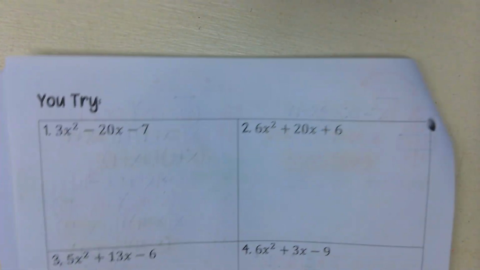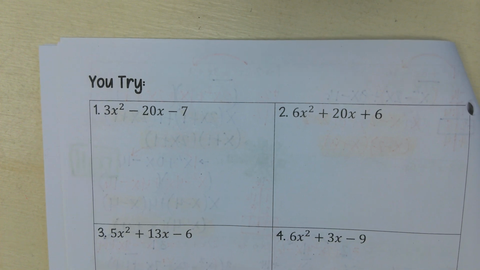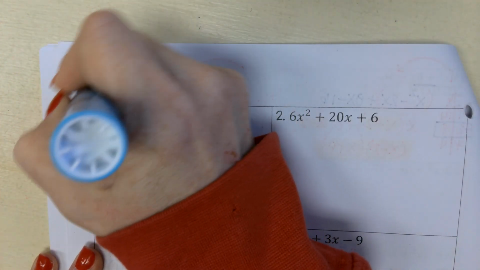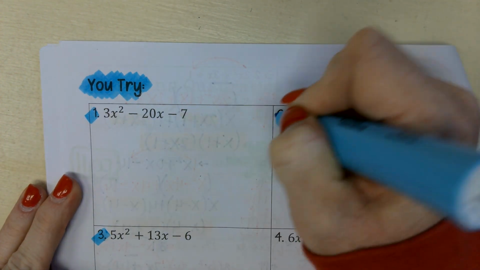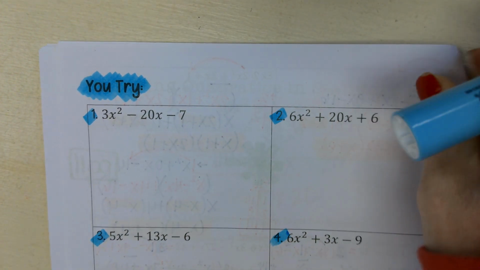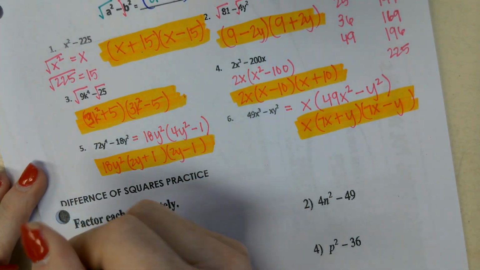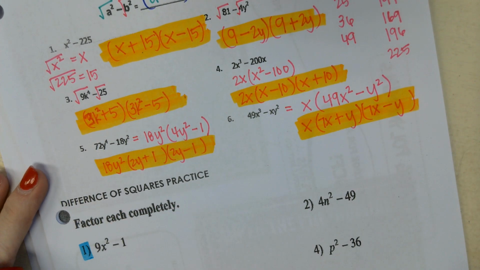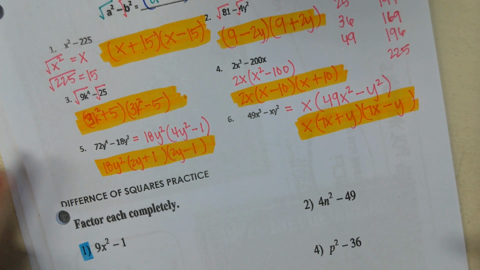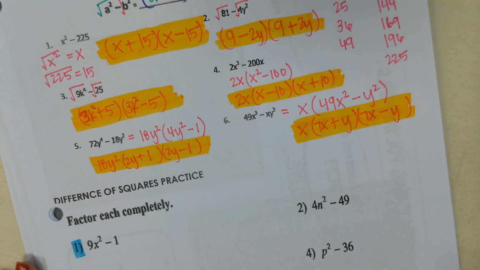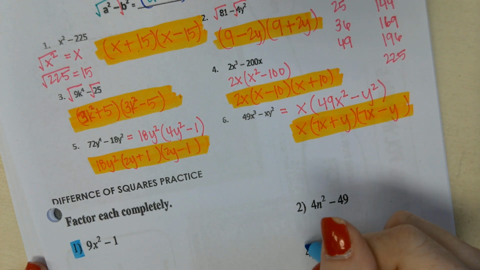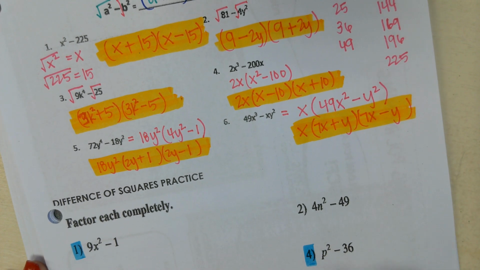All right, I would like for you to turn to page 10. And you're going to work on all 6 of the U-try problems for those, okay? And then on page 11, I want you to do numbers 1, 4, 5, and 8.